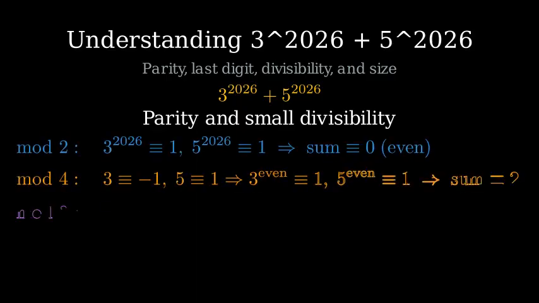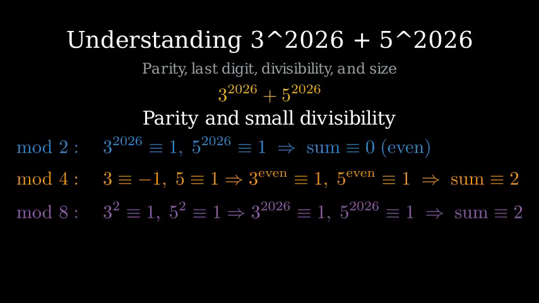For any even exponent, an odd base raised to that exponent stays odd. So 3 to an even power is odd, and 5 to an even power is odd. Odd plus odd equals even. So the sum is even. Now, is it divisible by 4 or 8?